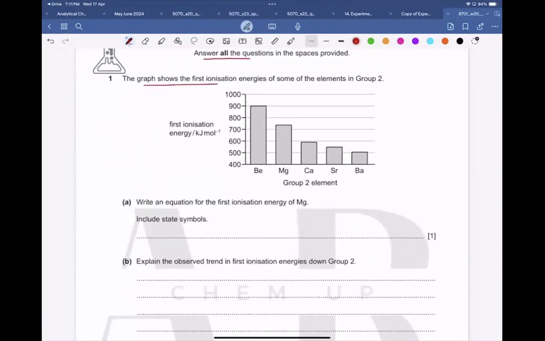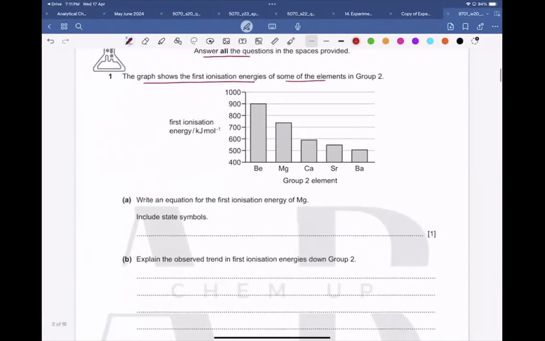The graph shows the first ionization energies of some of the elements in group 2. Okay. Write an equation for the first ionization energy of magnesium. Okay. So if you recall the definition that the ionization energy always refers to gaseous atoms and 1 mole specifically. Yeah, Banin, but the electron must be on the other side, not on the left side.